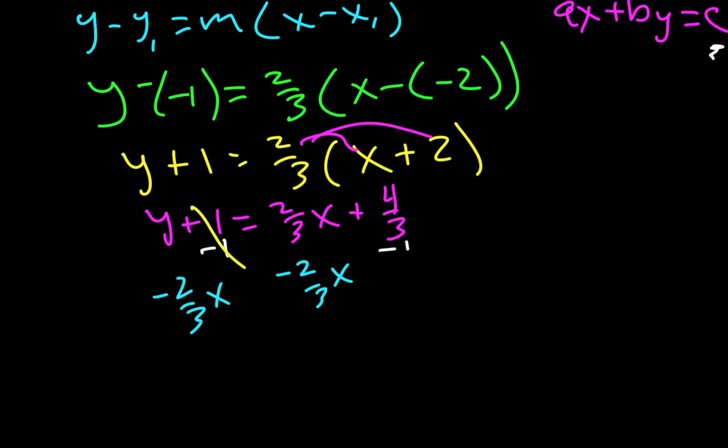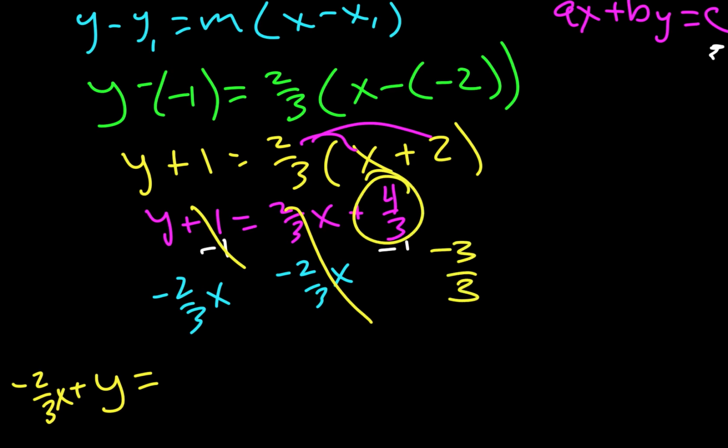Those cancel, and we're left with negative 2/3 x plus y. These cancel. And right here, we want to think of this negative 1 as a negative 3/3 because it needs to have a common denominator with the 4/3. So if we have 4/3, negative 3/3, that leaves 1/3.